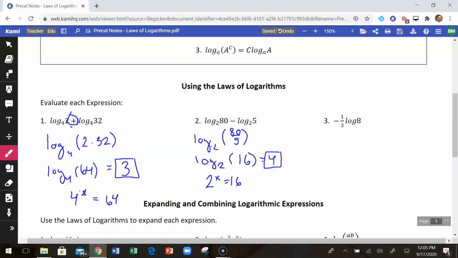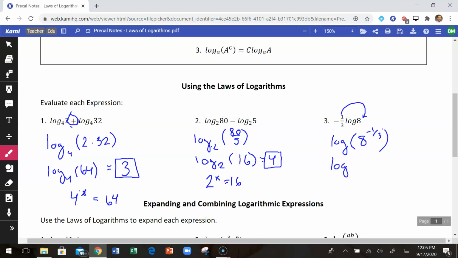And the third one we have log, no base, so understood base is 10. Log base 10 of 8, and then we're doing negative 1/3 times that. So this is this third property. What we're going to do is bring that up as an exponent on the 8. Bring it on the inside. So we've got log of 8 to the negative 1/3.